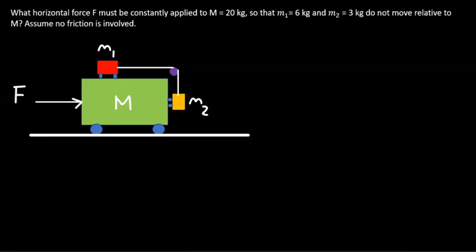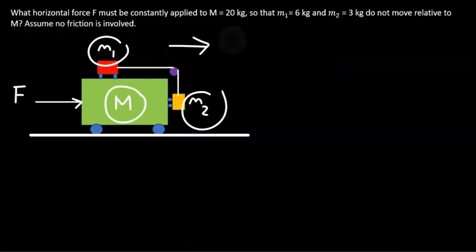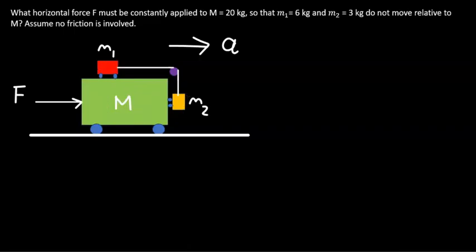The main idea here is simple. If M1 and M2 are to be stationary with respect to the trolley, then all these three objects must move as a single system with the same acceleration. Let's call it A. The best way to do this problem is by analyzing the free body diagrams. Now, how many free body diagrams are there? There are three masses, so there must be three. So to begin with, let's look at the free body diagram of M2.